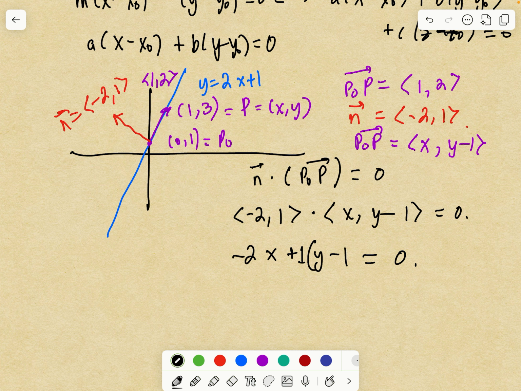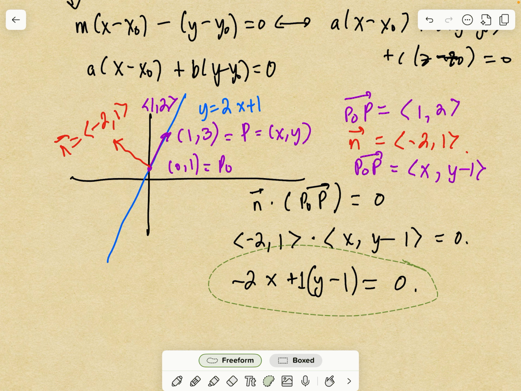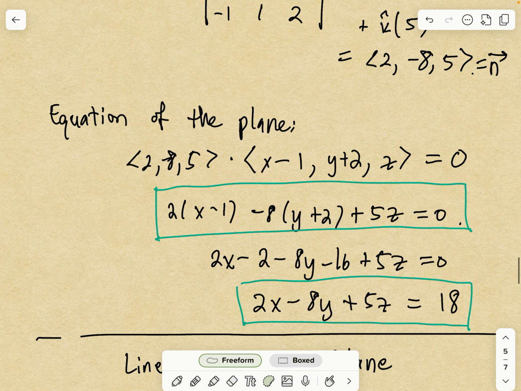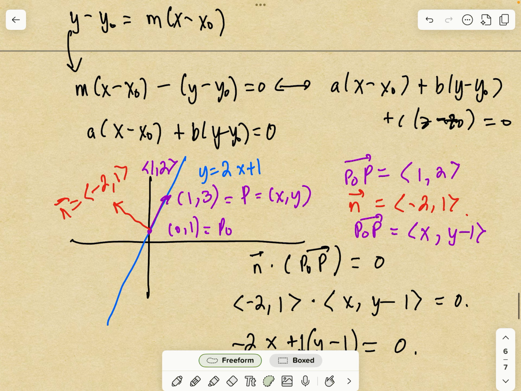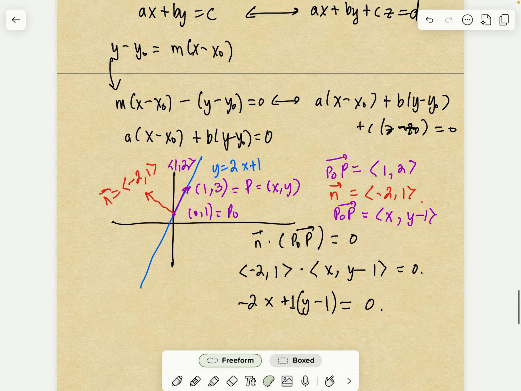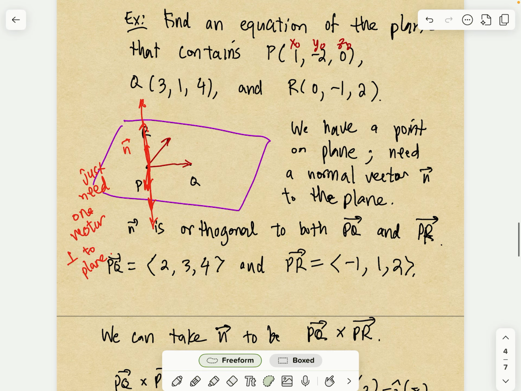Plus 1 times y minus 1 is 0. It's this equation. So this equation of the line that we wrote is analogous to this equation for the plane. Okay. So that's basically a quick overview of equations of planes. A lot of it is analogous to equations of lines.